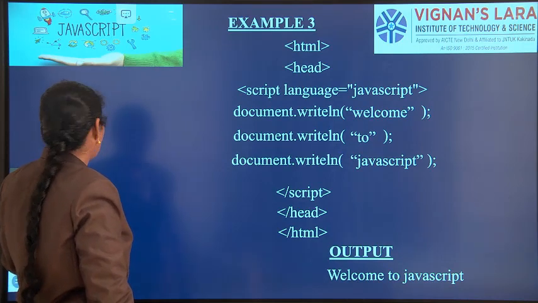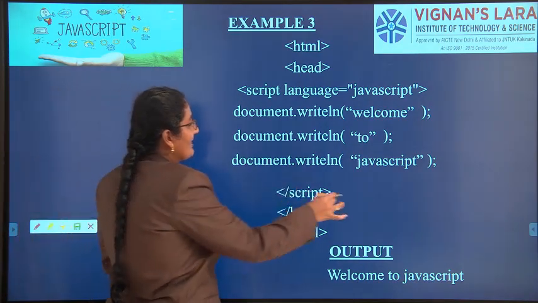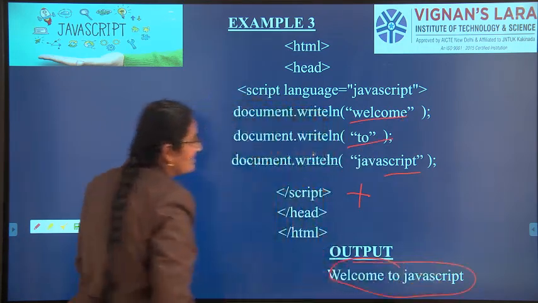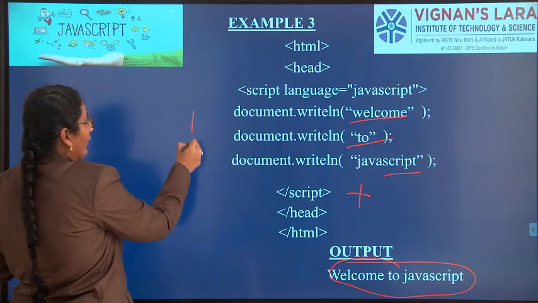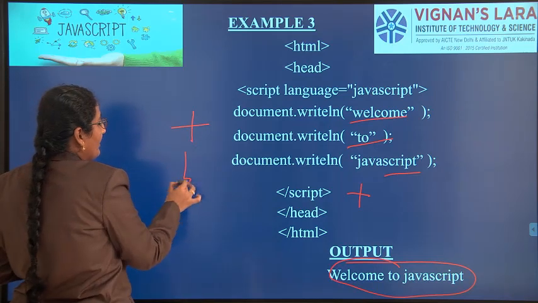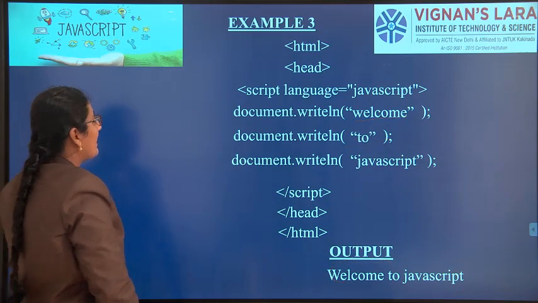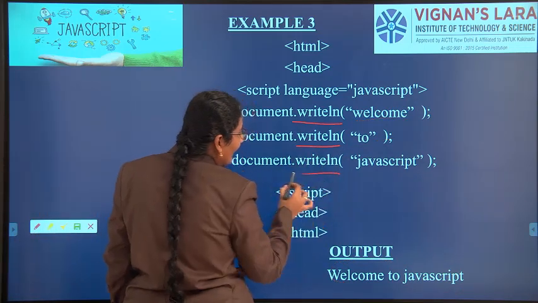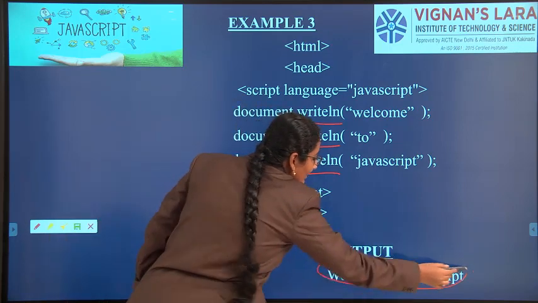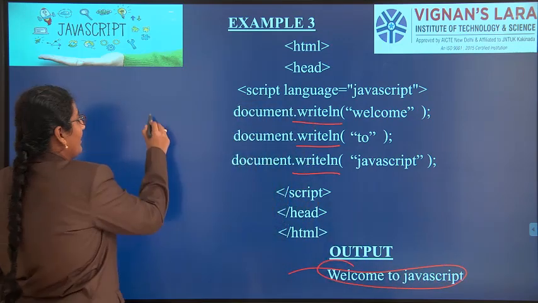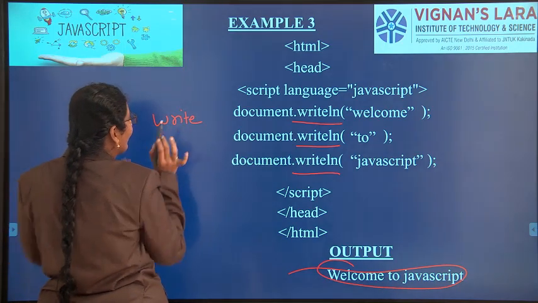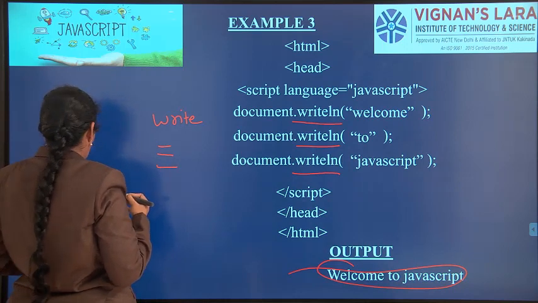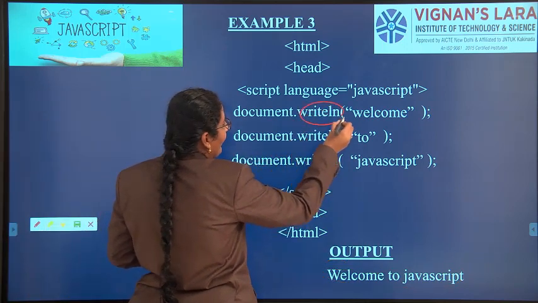So see here. Without using any append symbol, we got Welcome to JavaScript in a single line. Now you will understand. In this program, I have not used the append symbol. I have not used the break tag. Without using the append symbol and without using the break tag, because I am using writeln, I got the output in single line. So now you should understand, if I write only the write method, I don't have a chance of getting output in 3 different lines. For that I have written writeln.